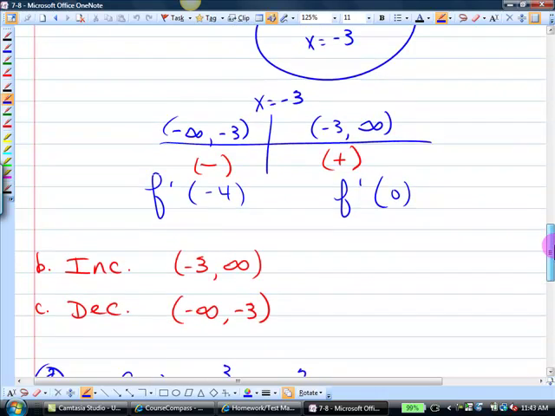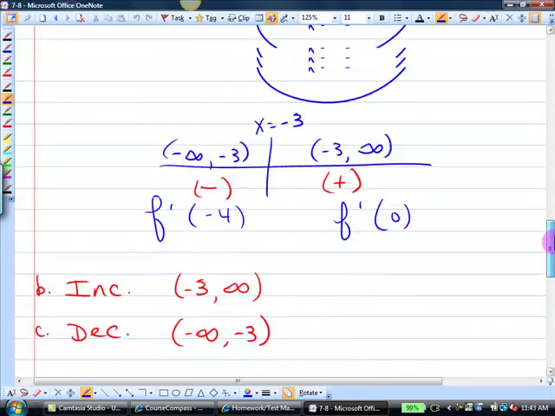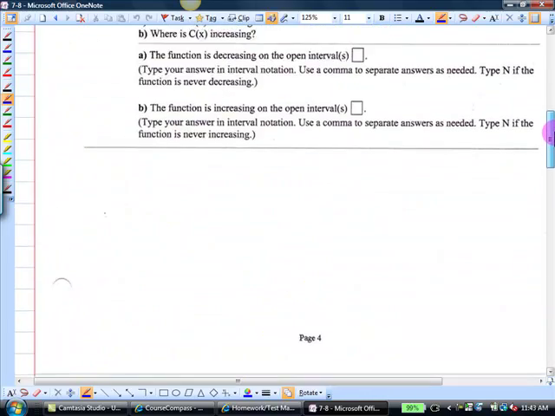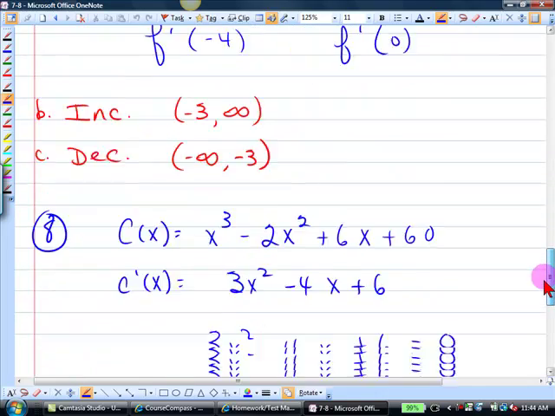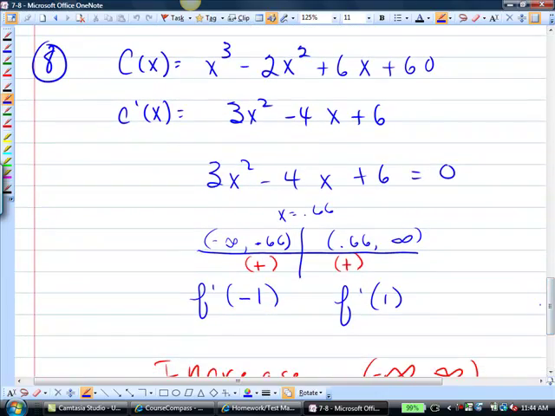All right, number 8. What did number 8 say? Was it a word problem? Suppose the total cost is this. Where is this thing decreasing and increasing? So we have a cost function. We're going to do the same thing. We're going to take the derivative of it. So we'll go back down here. When you take the derivative, you get 3x squared minus 4x plus 6. Set it equal to 0.